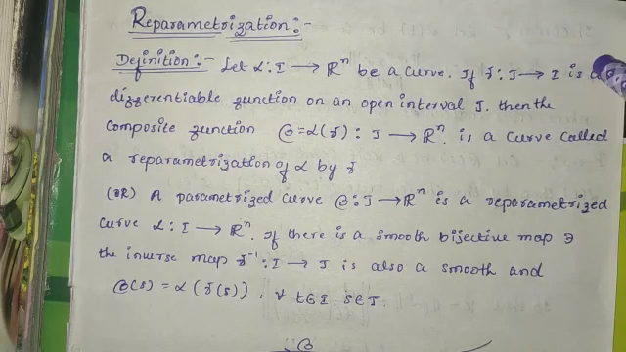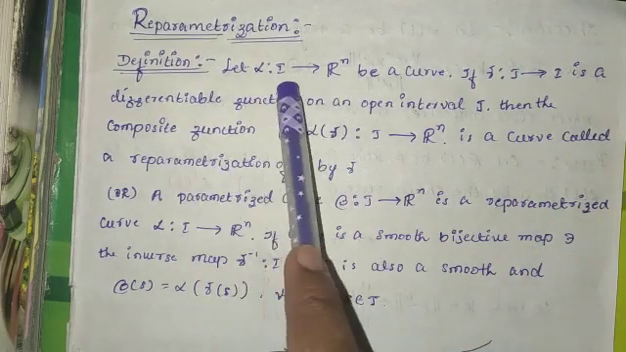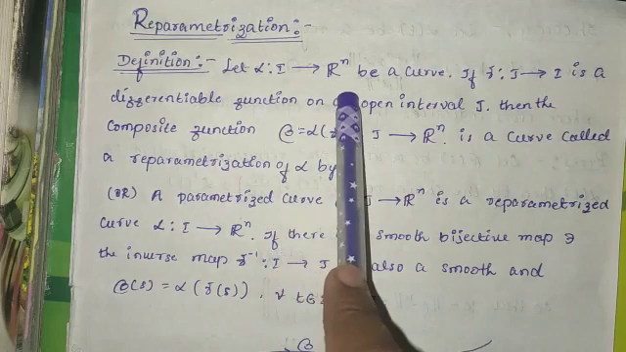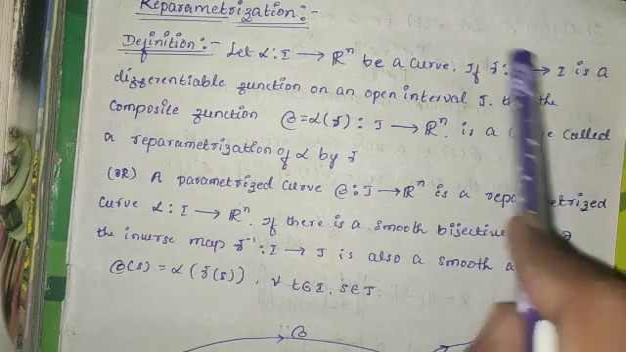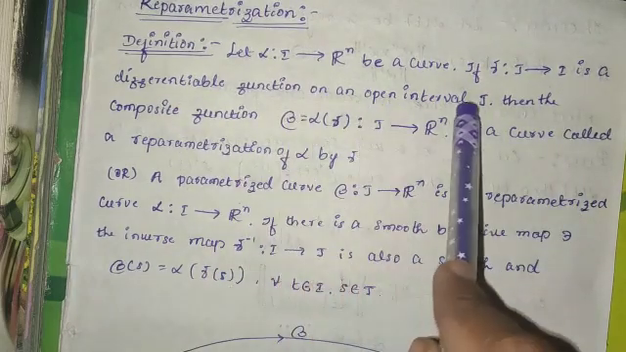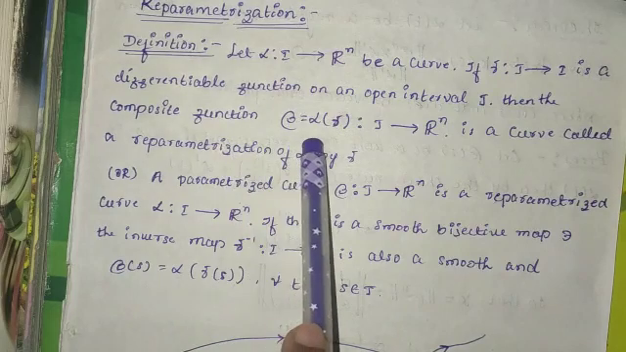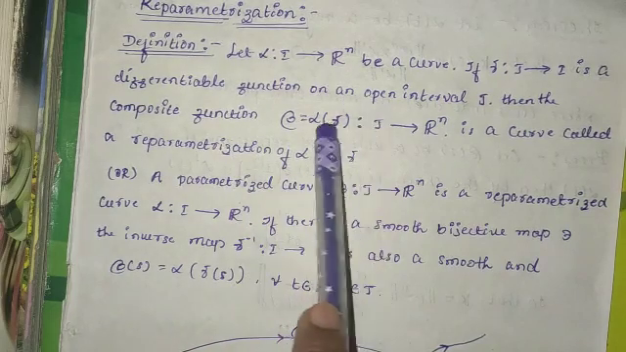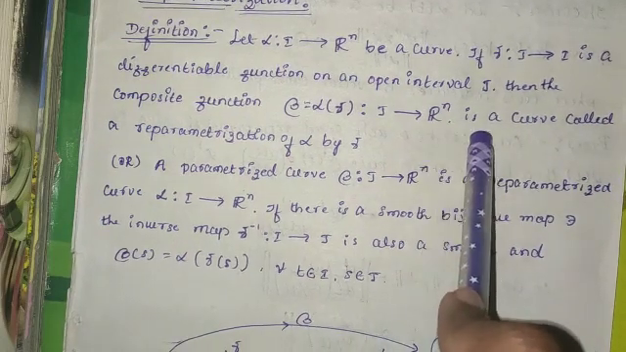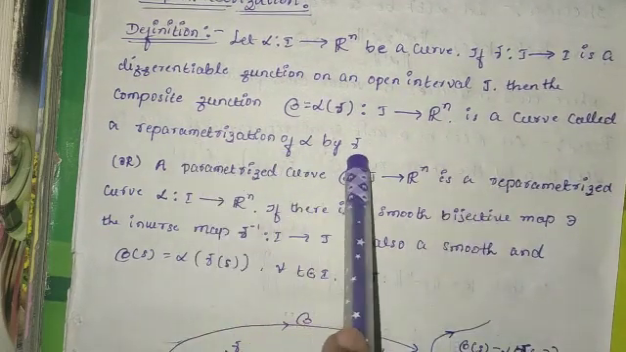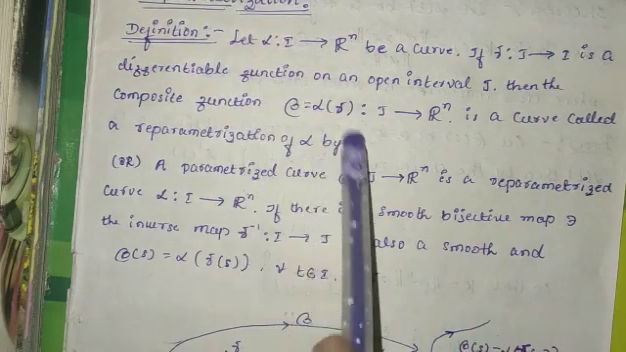Okay, so here we start with the reparameterization definition. Look here, let alpha be a curve. Alpha is a function from I to R power n, and if gamma is a function from J to I, a differentiable function on an open interval J, then the composite function beta is equal to alpha of gamma. So this function from J to R power n is a curve, called a reparameterization of alpha by gamma. Okay, so this curve is a reparameterization of alpha by gamma.